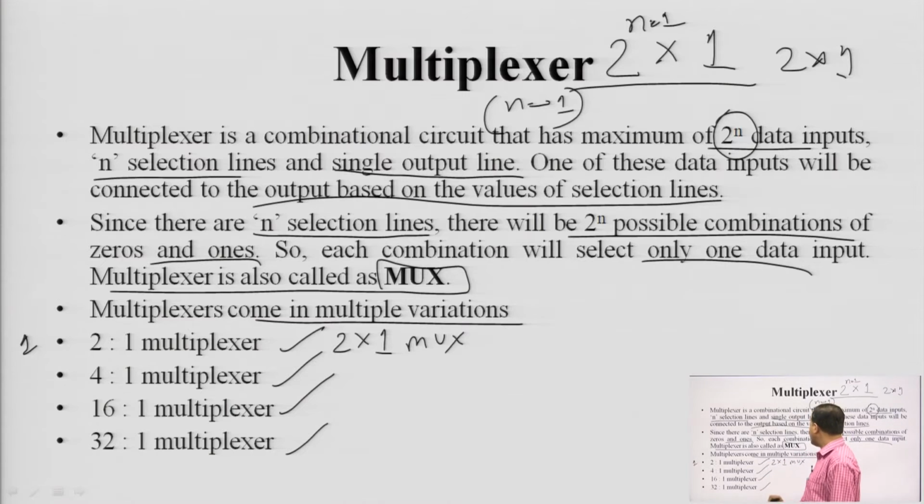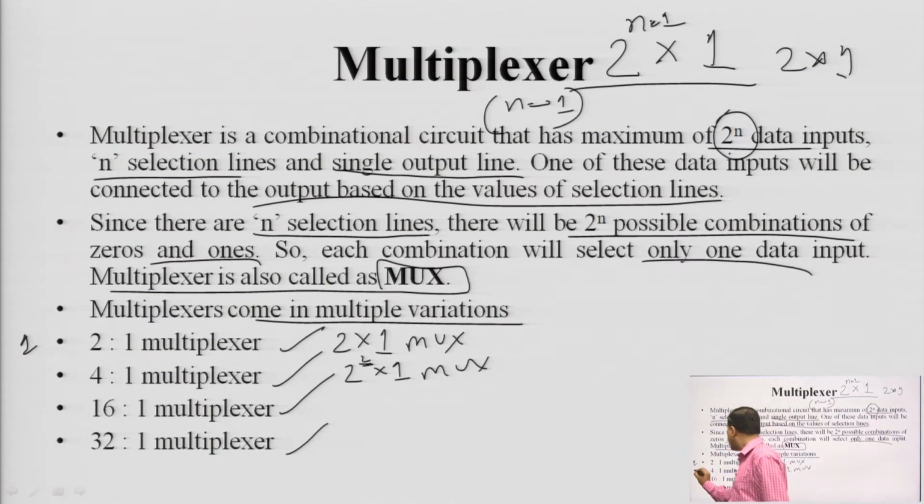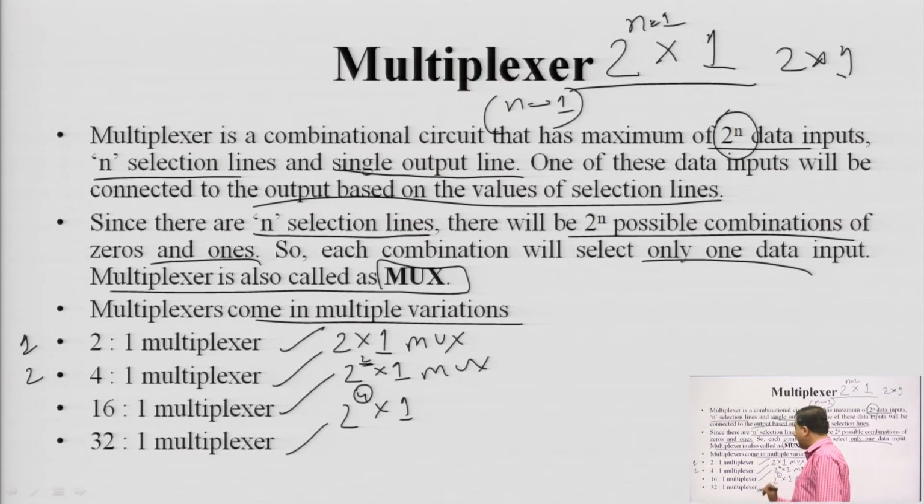For 4:1, it is 2 to the power 2 cross 1 mux, so the number of select lines is 2. For 16 cross 1, it is 2 to the power 4 cross 1, so the number of select lines is 4. And lastly, 2 to the power 5 cross 1, where the number of select lines will be 5. Like that we design the multiplexer.